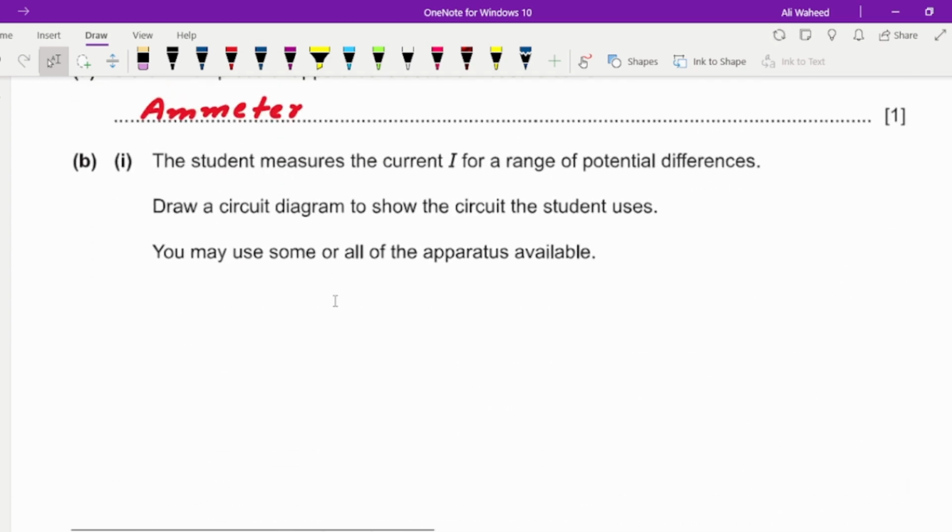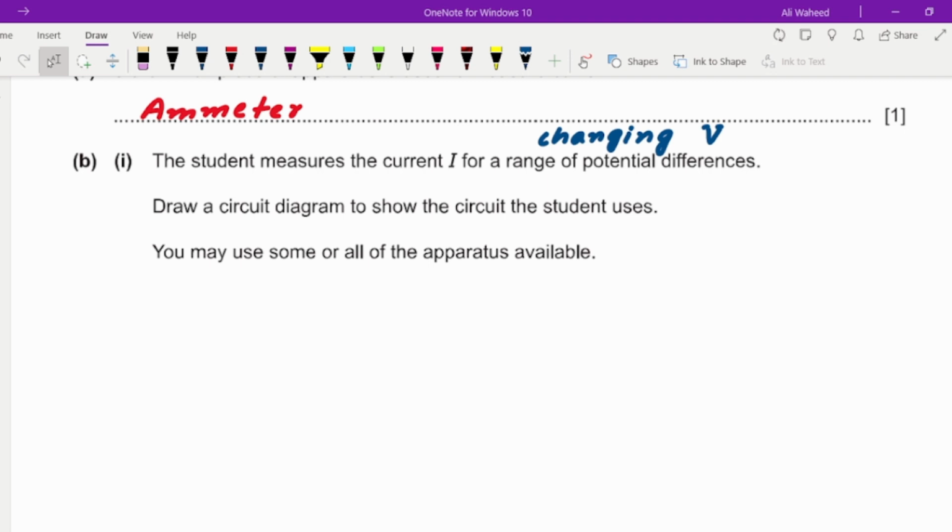Alright, then we have the one for 3 marks, in which we have to draw the circuit. The student measures the current for a range of potential differences, meaning he's changing the value of V, the potential difference or voltage. Draw a circuit diagram to show the circuit that the student uses. You may use all or some of the apparatus available. Alright, so we're not going to use all of them.